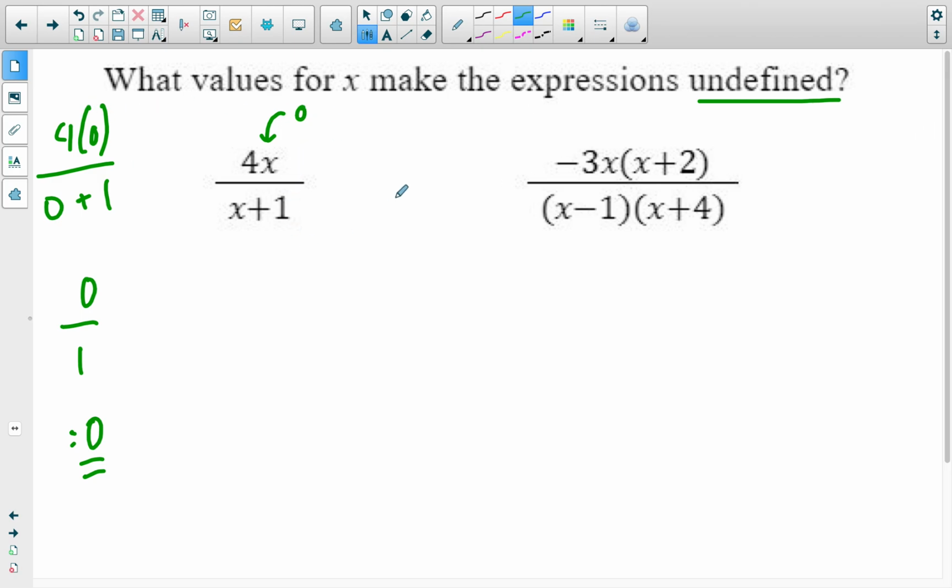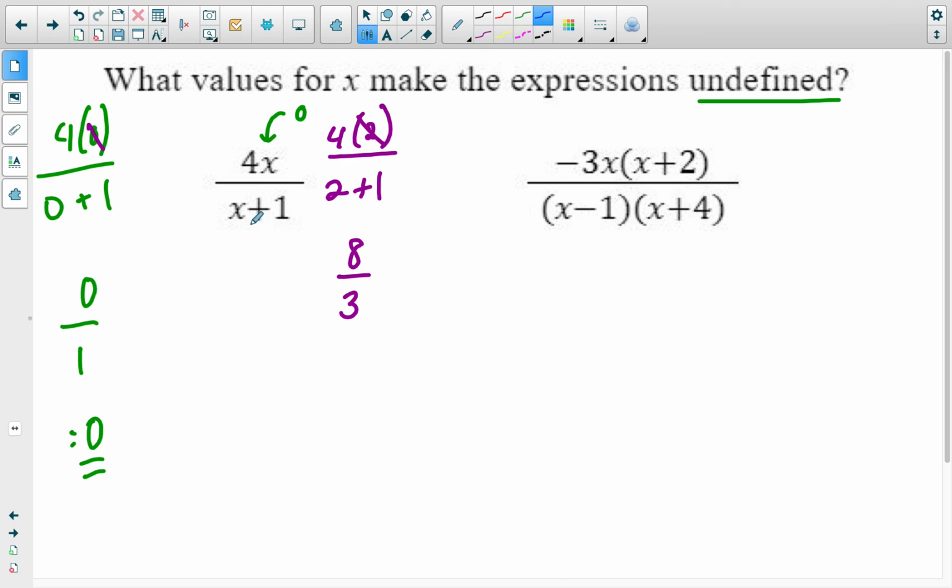That's fine. What about if I try 2? What about if I plug in 2 for x? 4 times 2 divided by 2 plus 1. Well, then I get 8 divided by 3, which is a number. It's a fraction, 2.66666 repeating. So 2 is fine, 0 is fine.